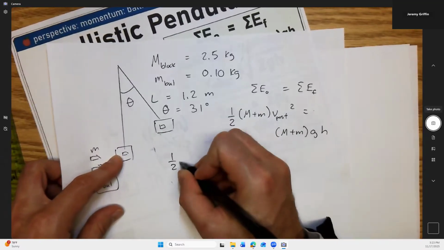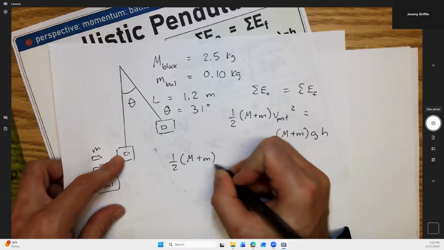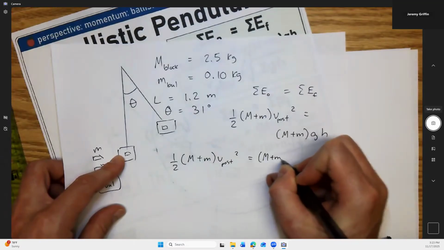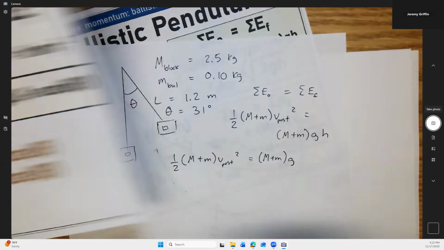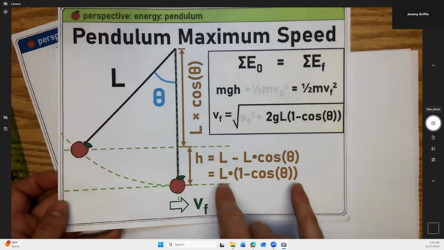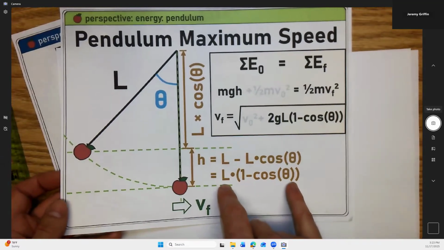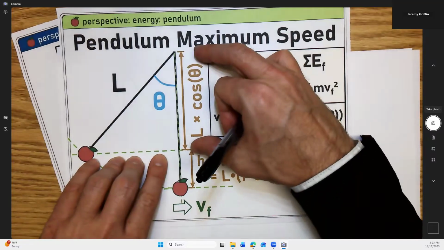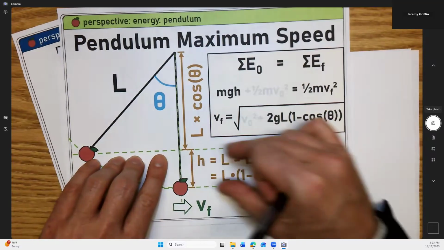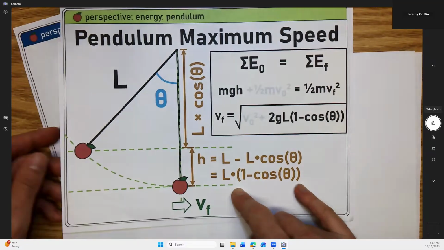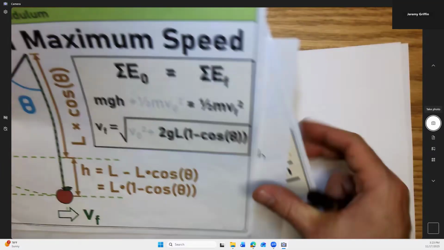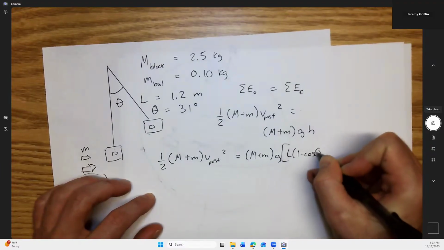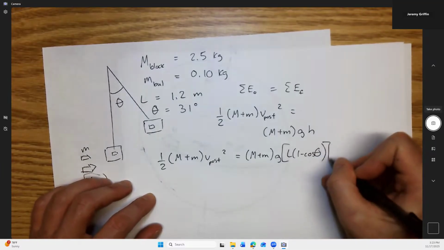Now I'm going to rewrite that down here a little prettier, but I'm going to make a substitution. Equals (M plus m) g. Do you guys remember from geometry that you can solve for this height change as L(1 minus cosine theta)? I got this triangle here. Here's L cosine theta. Here's L. Here's L minus L cosine theta. You can factor out the L. So in place of this h right here, I'm going to write L(1 minus cosine theta).